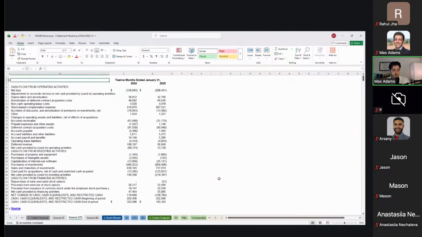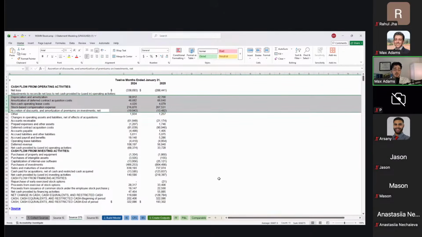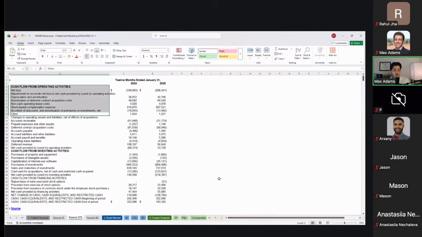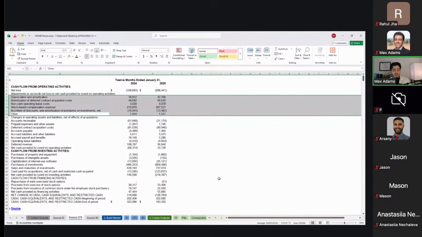Let's look at what they've got in the cash flow statement. First off is cash from operating activities. This is by far the biggest section, because the cash from investing activities doesn't start until down here. All of this stuff is operating. We've got the net income, and adjustments for depreciation, amortization, deferred contract acquisition costs, non-cash operating lease costs, stock-based compensation expense, accretion of discounts. You can see all this stuff that we didn't really talk that much about. These are non-cash add backs or deductions meant to reconcile the net income to actual cash.